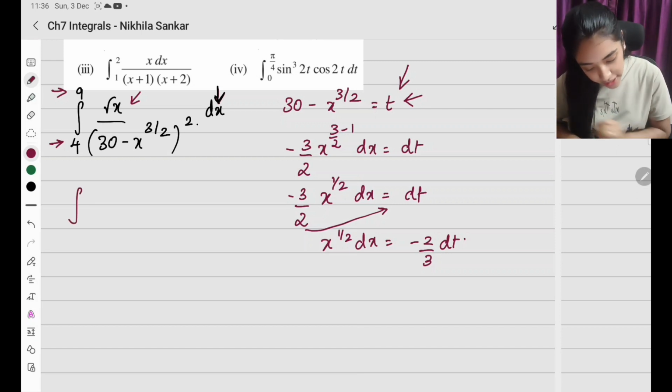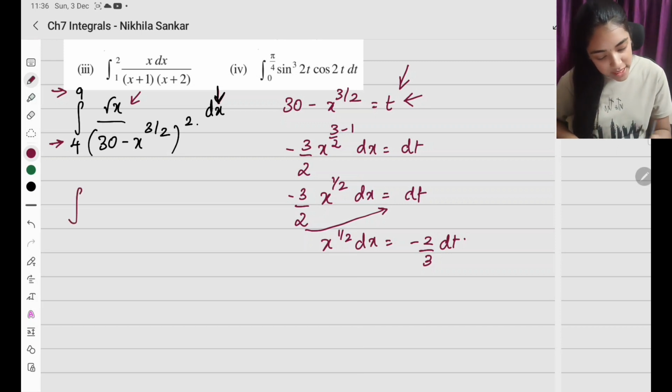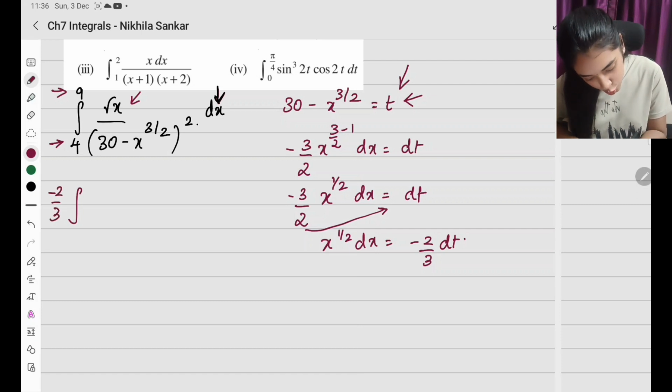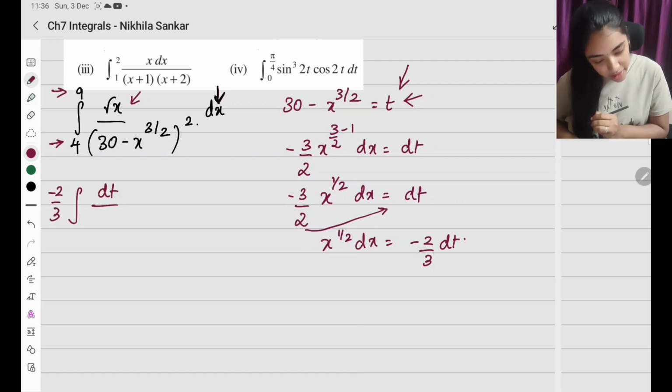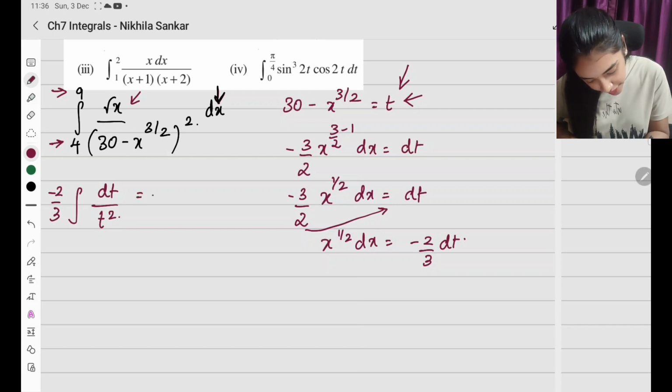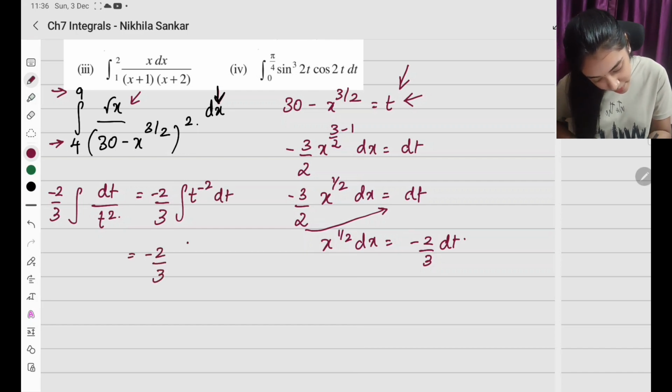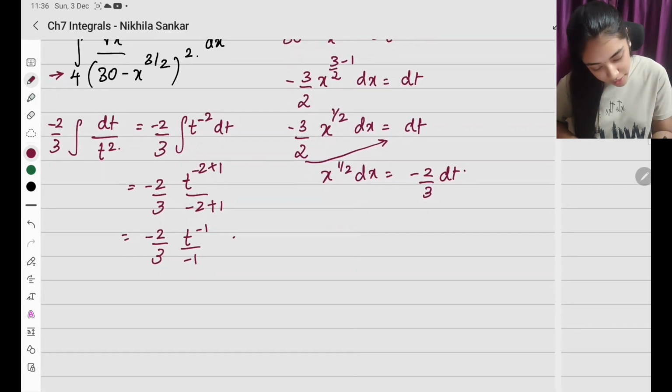So, what happens to my integral? I have integral of root x dx becomes minus 2 by 3 times dt divided by the denominator, which is going to be t square. So, when I simplify this, what do I have? Minus 2 by 3 integral t to the power minus 2 times dt. So, this is minus 2 by 3 times t to the power minus 2 plus 1 divided by minus 2 plus 1. So, this is minus 2 by 3 t to the power minus 1 divided by minus 1. So, minus minus is plus. I have 2 by 3 times 1 by t.